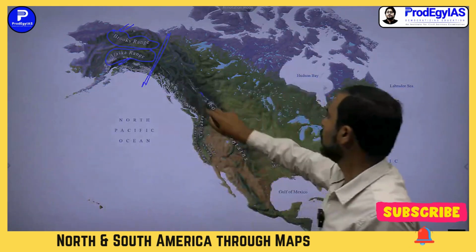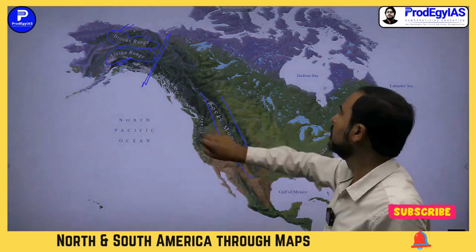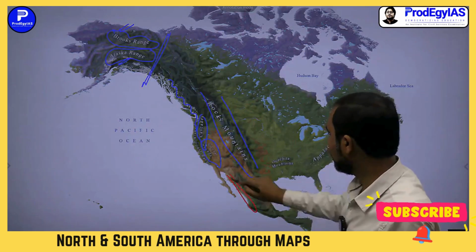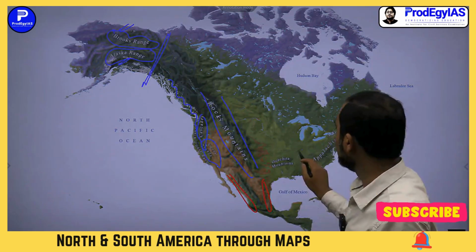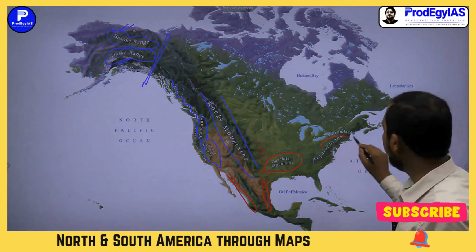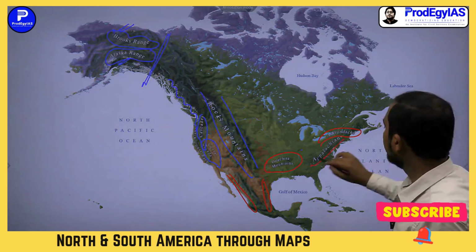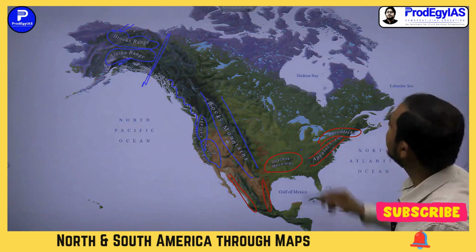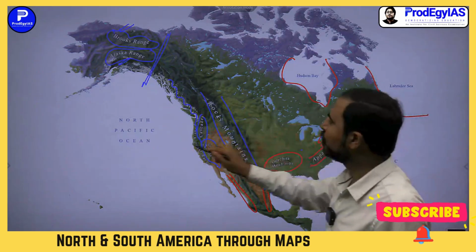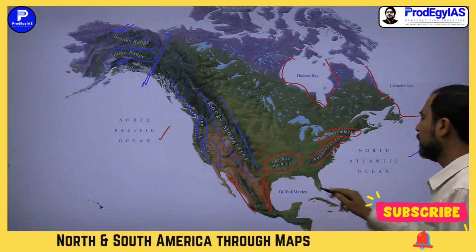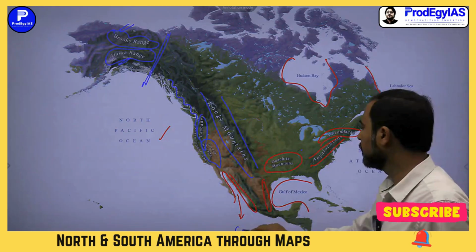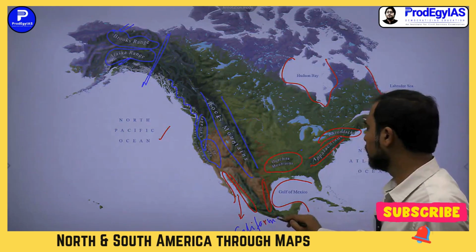Okay, this is your Rockies. This is Coast Range. This is Cascades. This is Sierra Nevada, and here are Sierra Madre. They are the mountains of Ouachita. They are not so important. Adirondacks. They are somewhat important. Then Appalachians. Right? This is Hudson Bay. This is Labrador Sea. North Pacific, North Atlantic. This is Gulf of Mexico. And this is Gulf of California. Right?